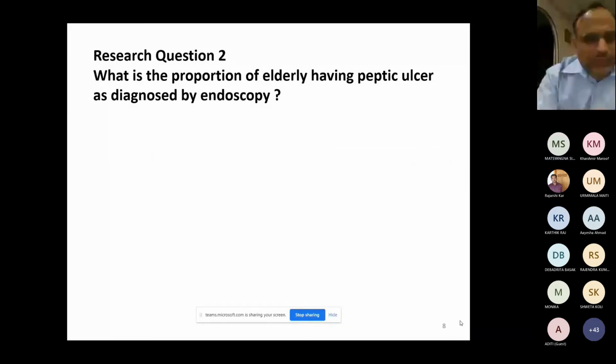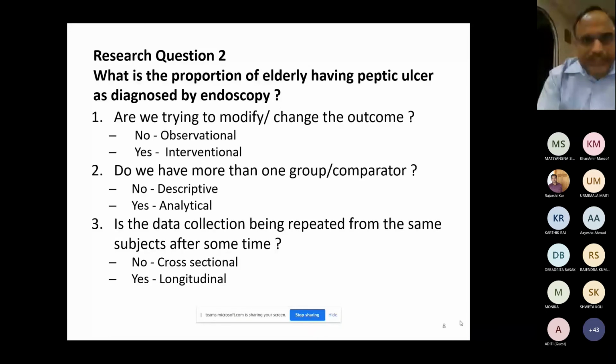This question was about what is the proportion of elderly having peptic ulcer as diagnosed by endoscopy. So here there are 3 questions. The first question is, are we trying to modify or change the outcome?